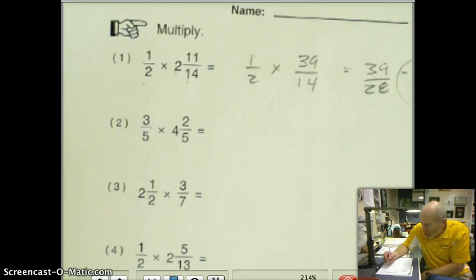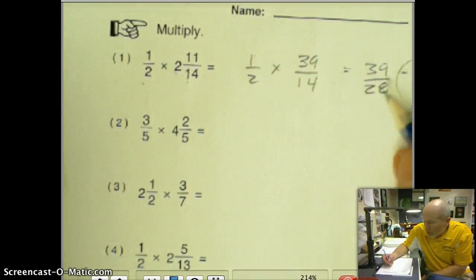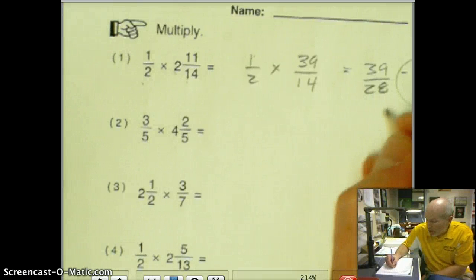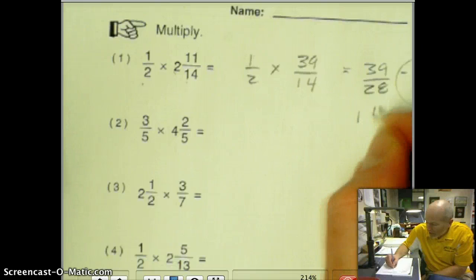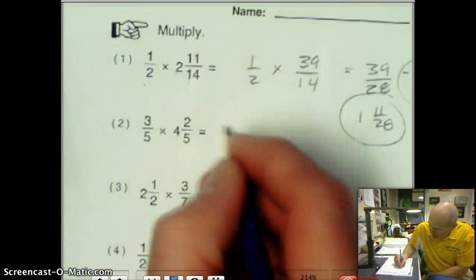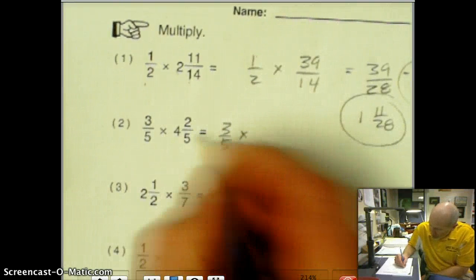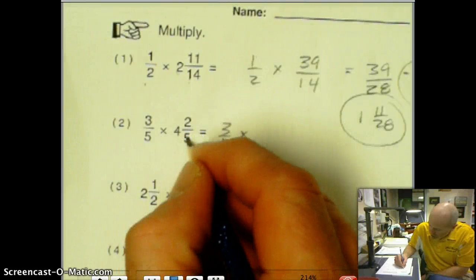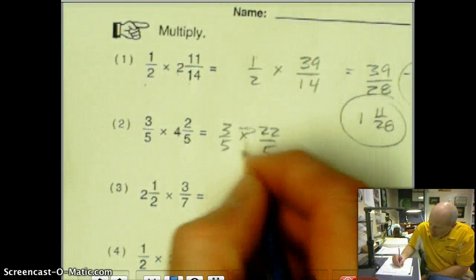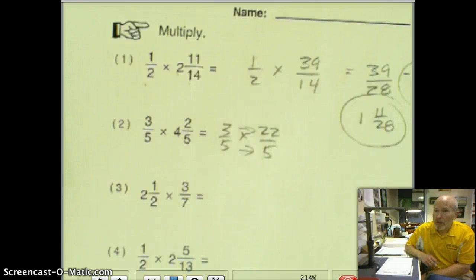That's because I always double check to make sure I did that simplification correctly. So 1 times 28 is 28, plus 11 is 39. So 39/28. It did check out okay. All right, and I'll move that over here. 39/28, so 1 and 11/28 is my final answer. Same thing here, so we've got 3/5 times, I have to make this into an improper fraction. 4 times 5 is 20, plus 2 is 22/5. You'd multiply straight across at that point and then reduce.